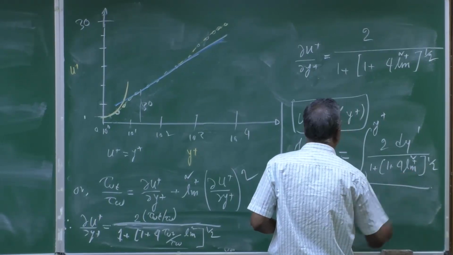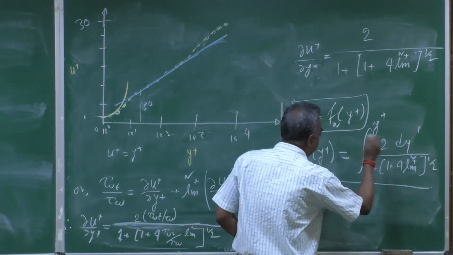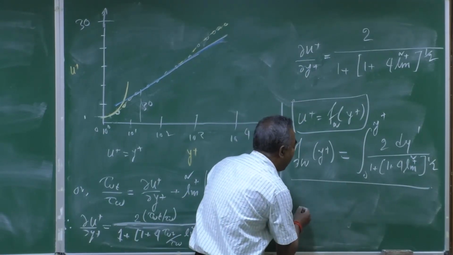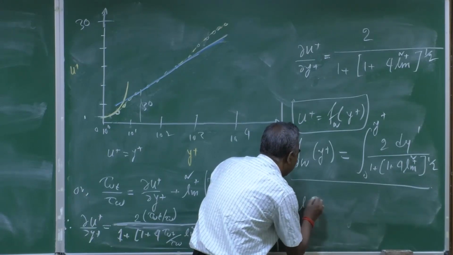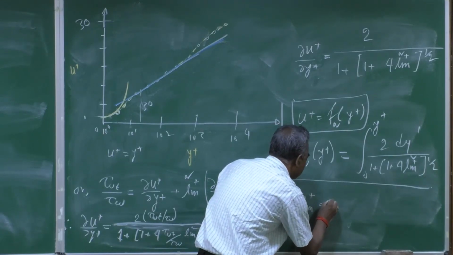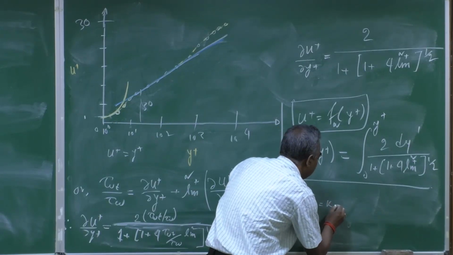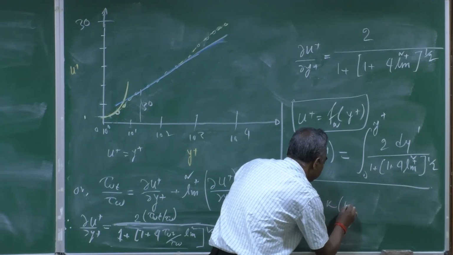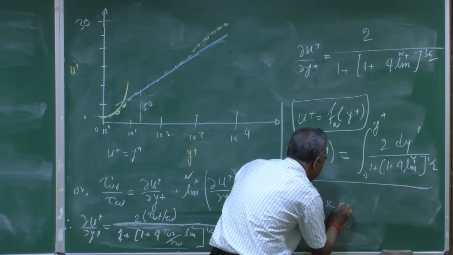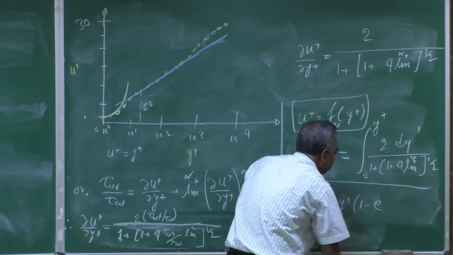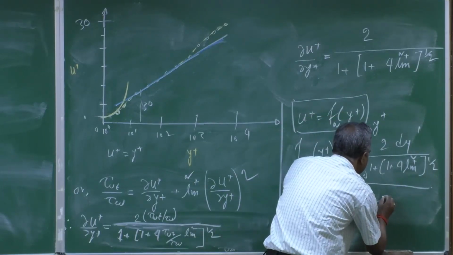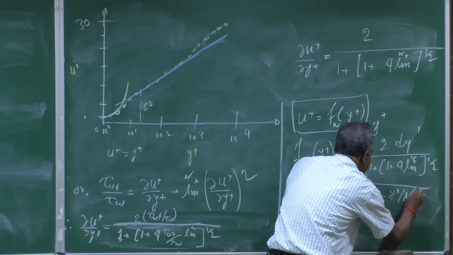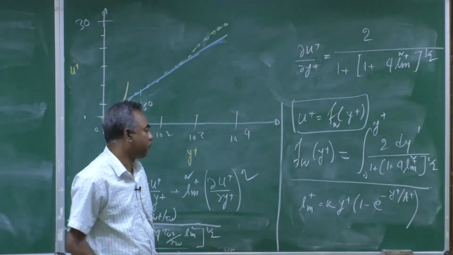He used a damping function. For that he used Lm plus equal to kappa, and instead of y plus he used y plus times (1 minus exp(minus y plus by A plus)), where A plus is some constant.